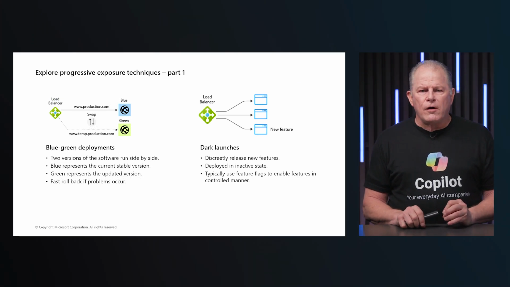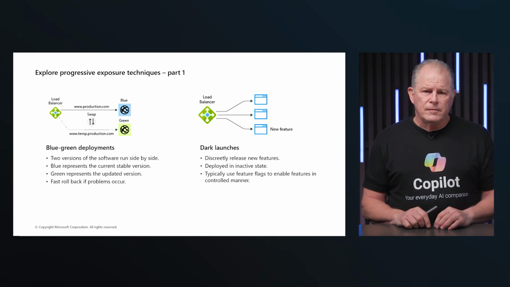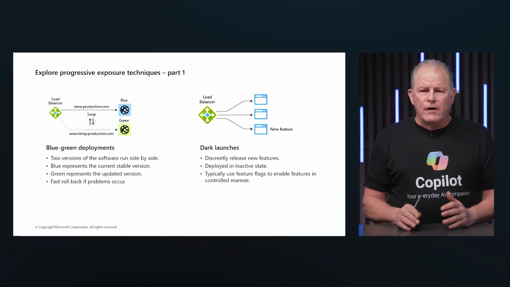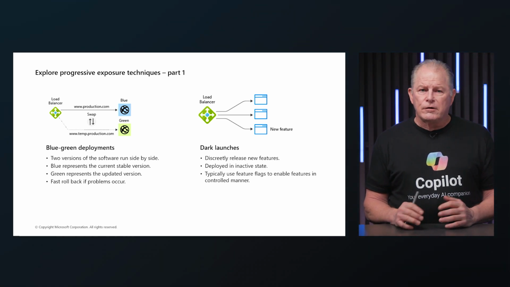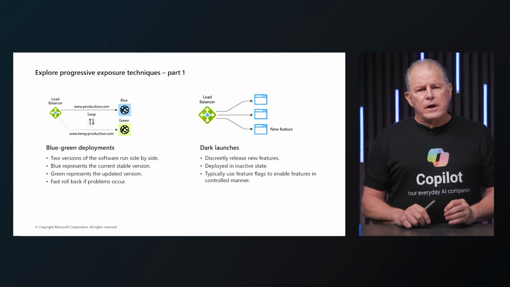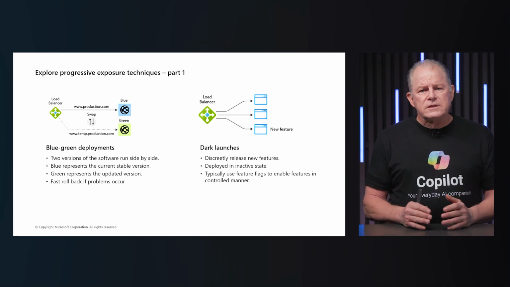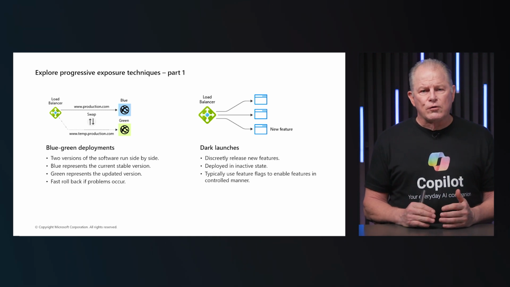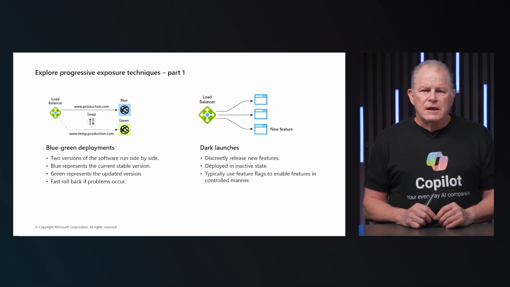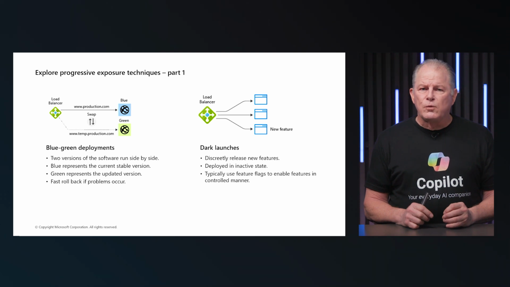Blue-green deployments involve running two identical production environments, referred to as blue and green. At any given time, one environment, let's say blue, is live and serving all production traffic, while the other, green, is idle. When a new version of the application is ready, it is deployed to the idle environment, in this case, green. Once the deployment is verified, traffic is switched from blue to green, making green the live environment. This approach allows for quick rollouts as well as rollbacks if any issues are detected.